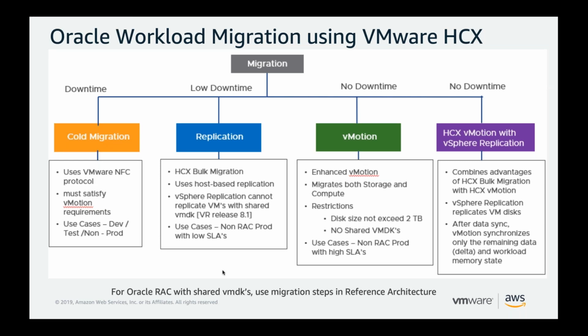One of the current restrictions with the four HCX methods is that shared VMDKs are disallowed. So for Oracle RAC, which basically uses shared VMDKs, we would have to use the native Oracle and VMware capabilities of moving the Oracle RAC workload from on-premises to the cloud and back. Next slide, please.